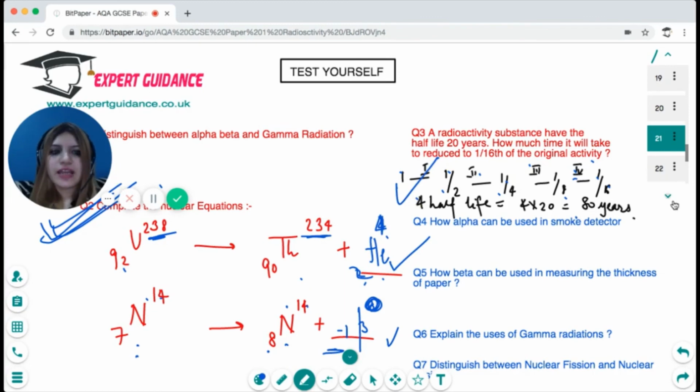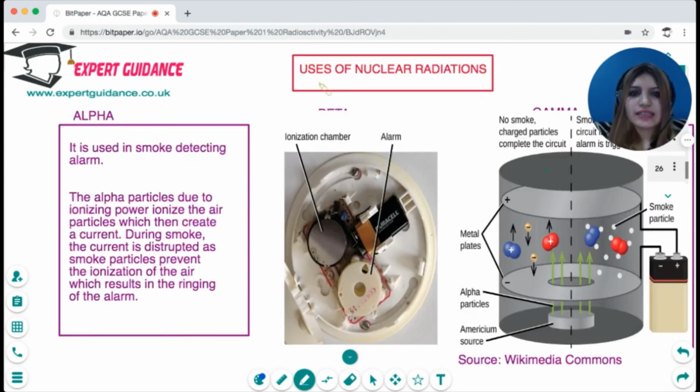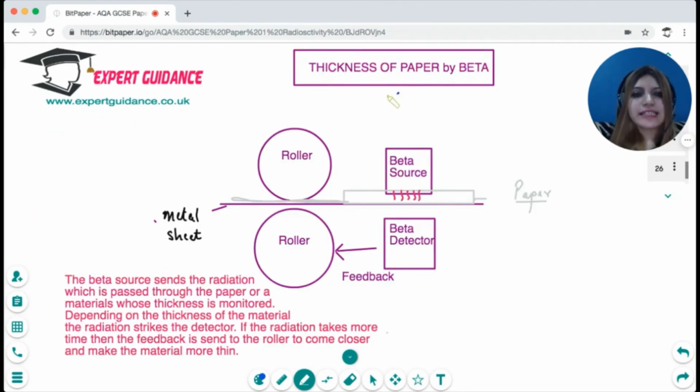Okay. Now for distinguish between alpha, beta, and gamma, this is the difference. We have already discussed them in the slides, so you can go back and read that there, but make sure you remember all these differences. They are very, very important. Next is the use of alpha in the smoke detecting. We have already discussed this, how the ionizing power of the alpha makes it useful to be used in smoke detecting alarm.